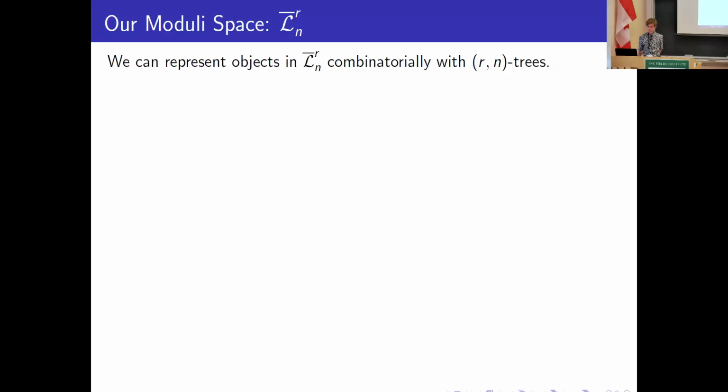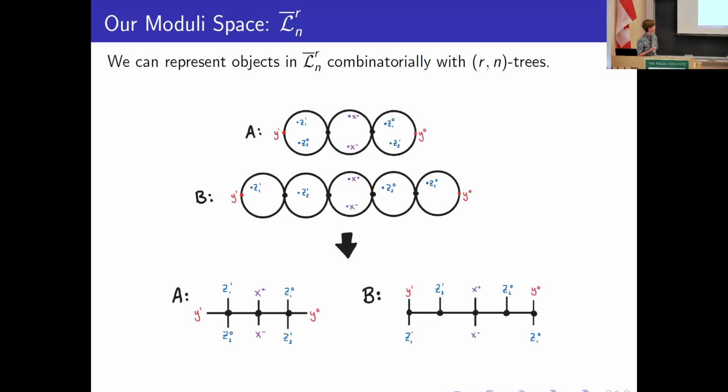We can formulate this moduli space a little bit more combinatorially using Rn trees, which are just, I'm pretty sure, the dual graphs of our Rn curves. So we use nodes to represent each component, and then each marked point is a leaf that's going to be incident to the node that represents the component it's on the curve.